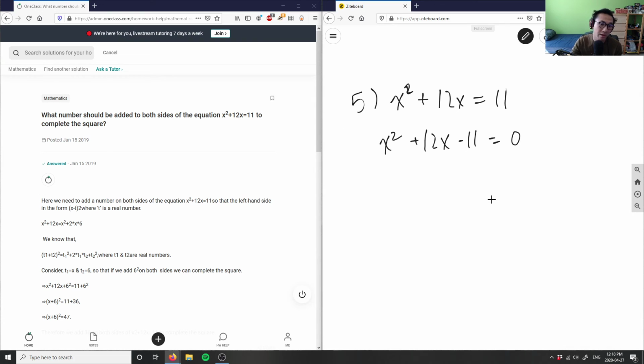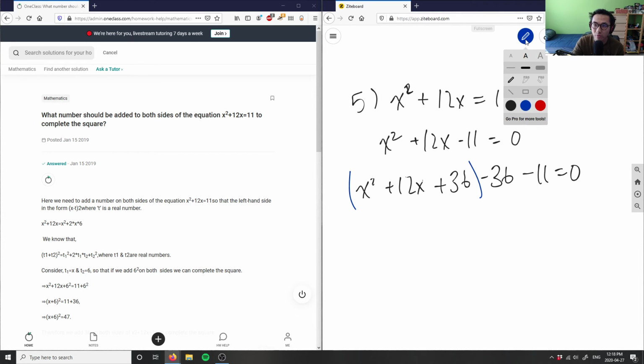This is my equation here, and they want us to complete the square. In order to do that, we take our b value, divide it by 2, and then square it. So we have x squared plus 12x. 12 divided by 2 is 6. 6 squared is 36. So plus 36 minus 36 minus 11 equals 0. Now we have our perfect square trinomial stated here, and then we have something left over. This will be the vertex form of our equation.